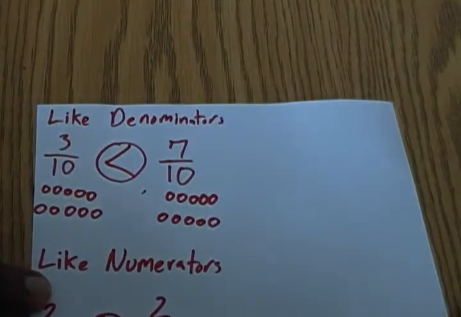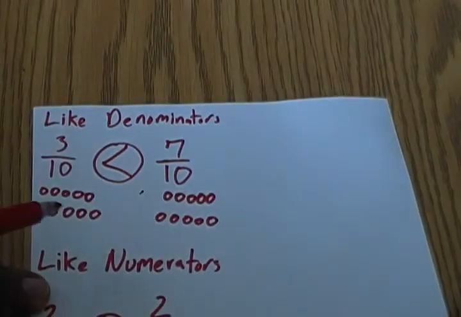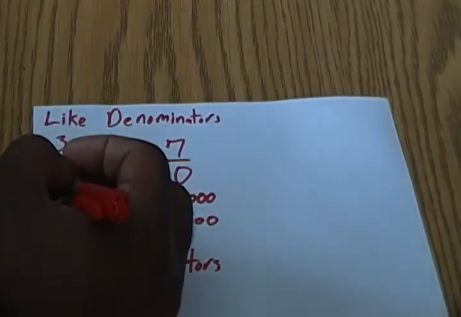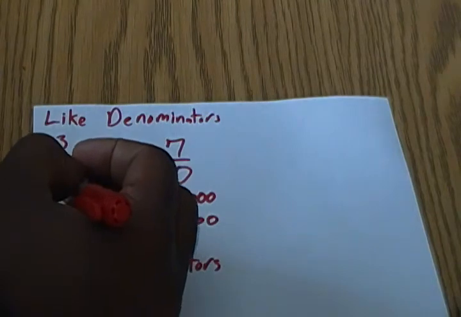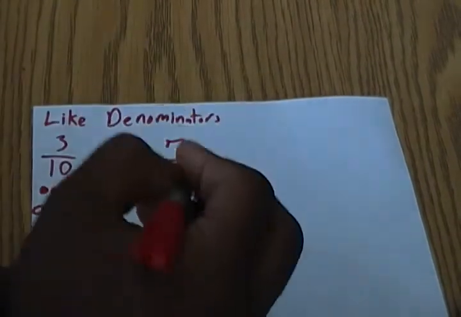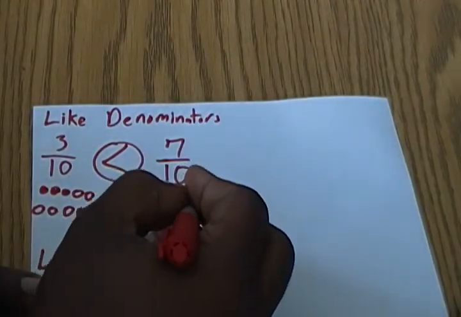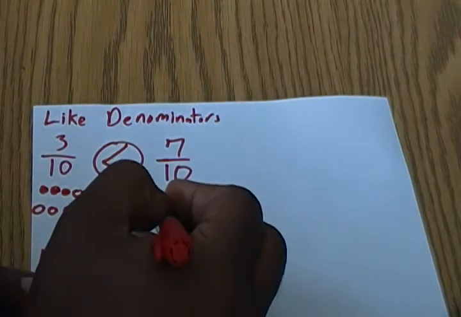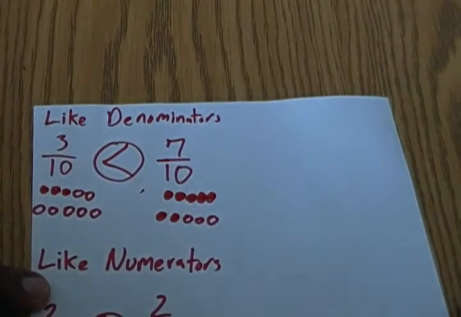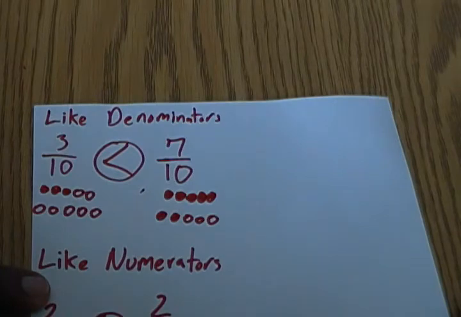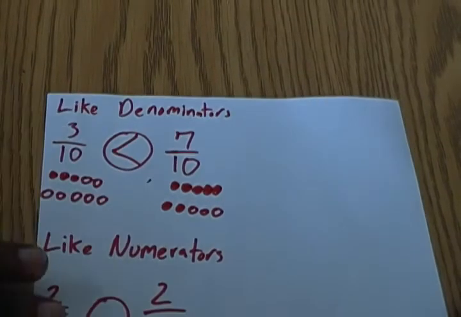To draw a picture to go along with it, we have marbles here. We can shade in 3 marbles of the first set versus 7 marbles of the second set of 10. Right here shows us a great picture of what is going on.